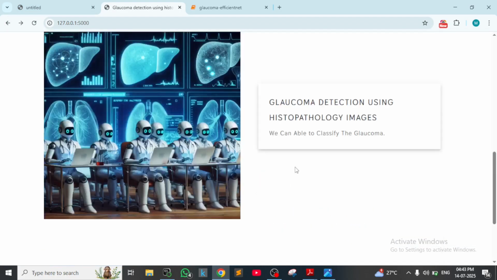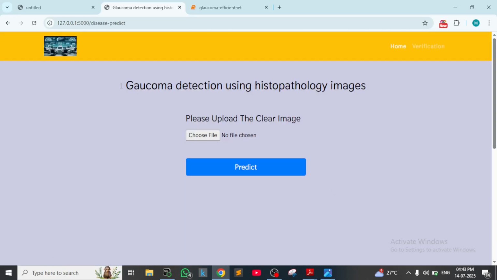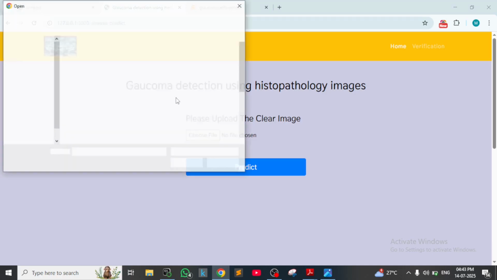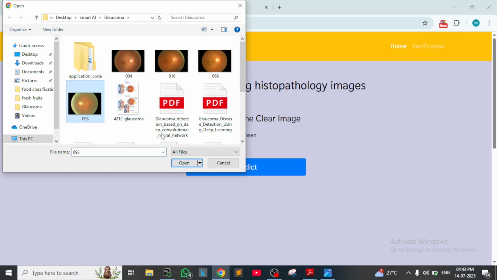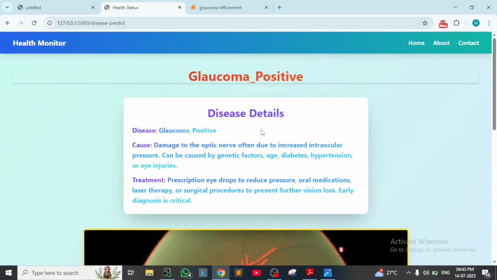This is our application. Inside this, you have to click here. Then you can get a home page like this. After that, you can choose a file. Choose any one file and open it. Now predict whether it's glaucoma positive or glaucoma negative. See this, we got a glaucoma positive.